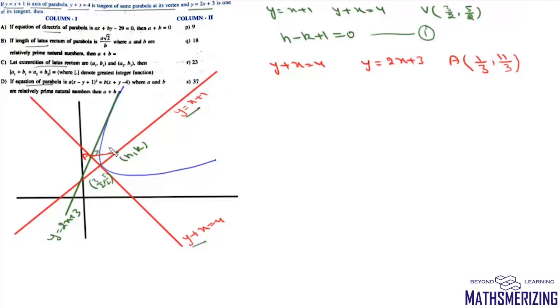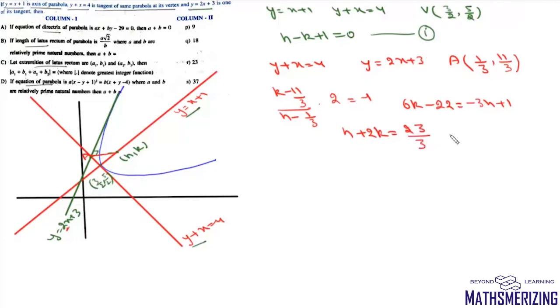Now we know that the perpendicular from focus on this line is A. So that means we'll take the product of slopes and put it equal to minus 1. So it will be (k minus 11/3) upon (h minus 1/3) into, what is the slope of this line? The slope of this line is 2. And this is equal to minus 1. So we'll get 6k minus 22 equals minus 3h plus 1. So we'll get this equation as h plus 2k equals 23 by 3.